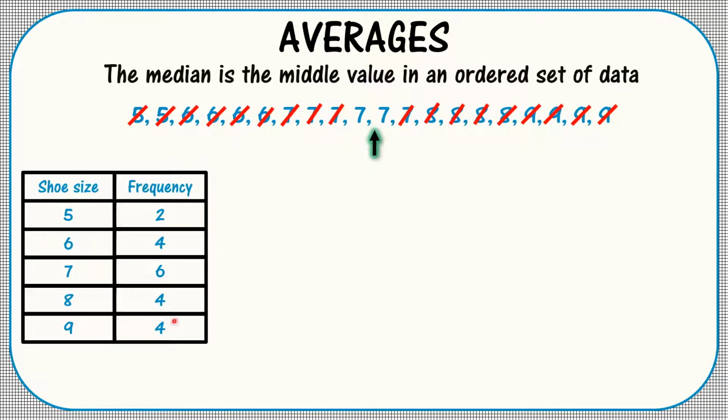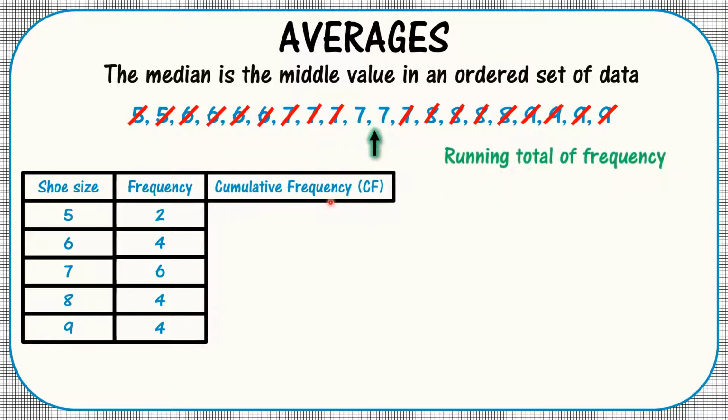Now we can work out the median from a frequency table. But first we need to add a next column, which is cumulative frequency. Now cumulative frequency is the running total of frequency. So basically you're going to add these up and this will give us our cumulative frequency. To work out the median is the last cumulative frequency number plus 1 divided by 2, and that's the value that we're looking for. So let's try this.